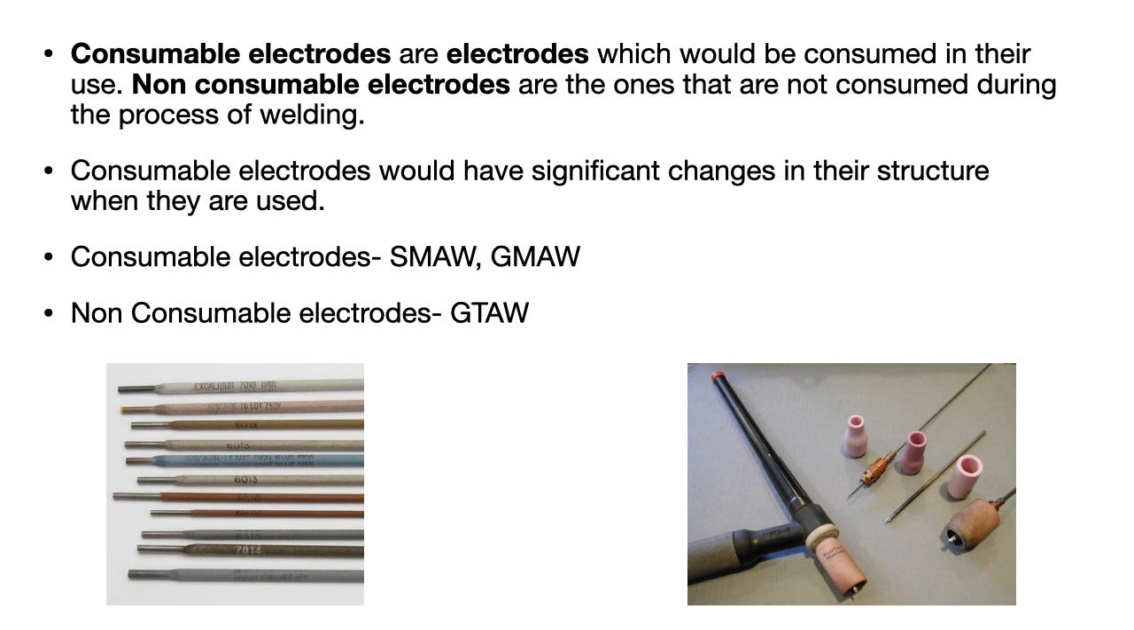Just to understand, there are basically two types of electrodes: consumable electrodes and non-consumable electrodes. Certain examples of consumable electrodes are those used in shielded metal arc welding and gas metal arc welding. And for non-consumable electrodes, we find examples in tungsten arc welding, or basically known as TIG welding.